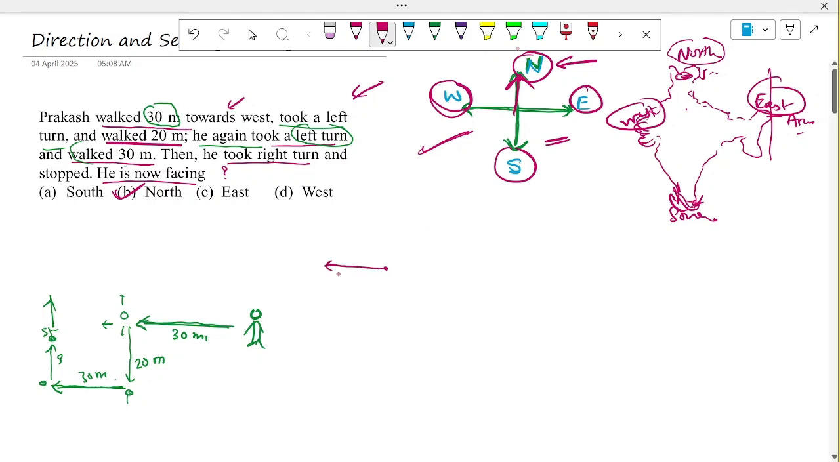Okay. You see Prakash walked towards west, so he walked towards west 30 meter and then took a left turn. As soon as he stops here, he should know which is left to him. For him, left is what? This side, right? So he walked this side 20 meter, right? But you see, we have done actually a mistake here. Actually, he has taken again a left turn, but here we have done a right turn. Did you observe that one?